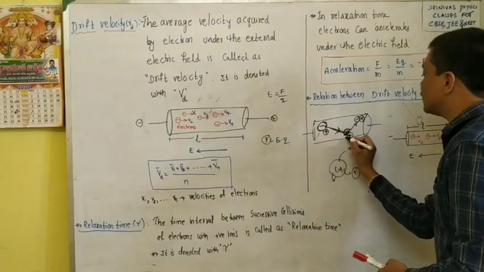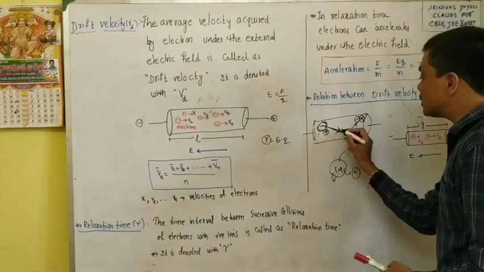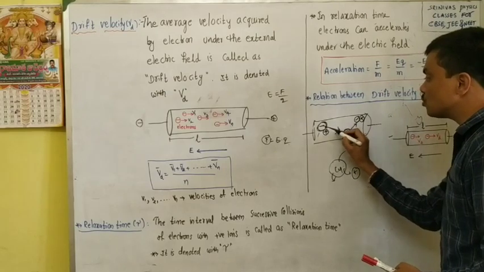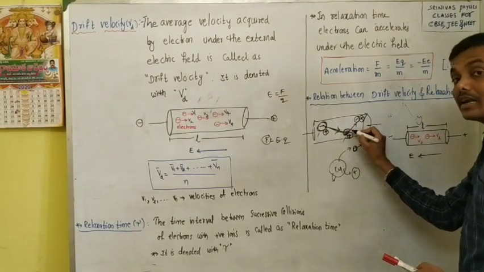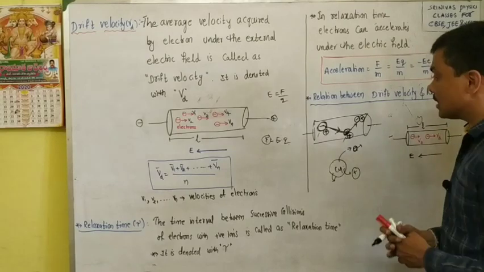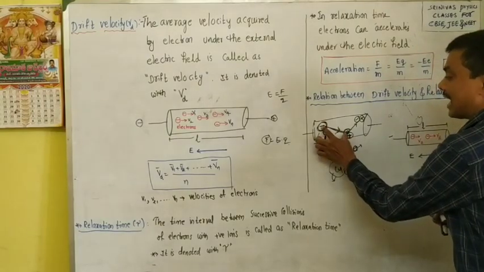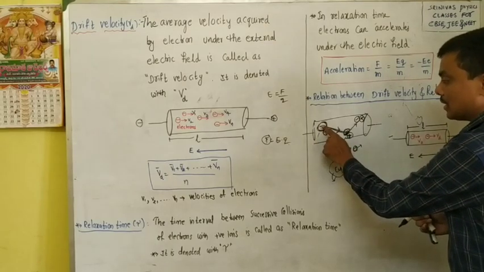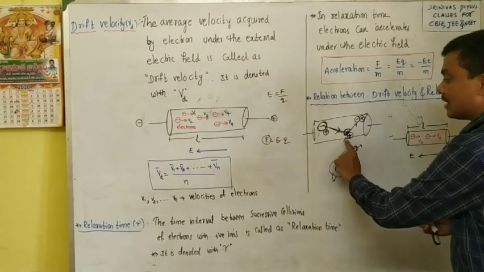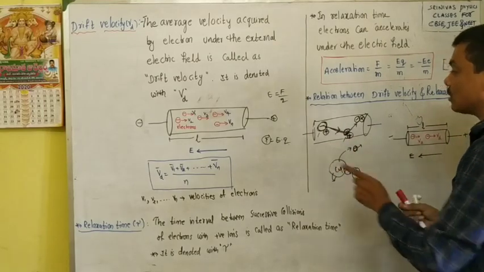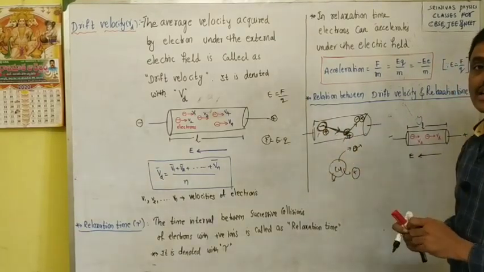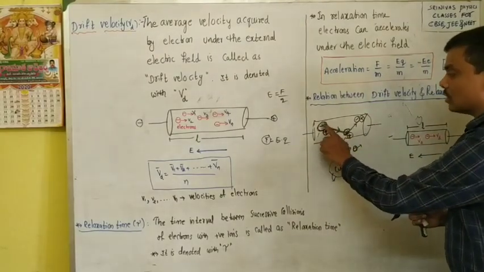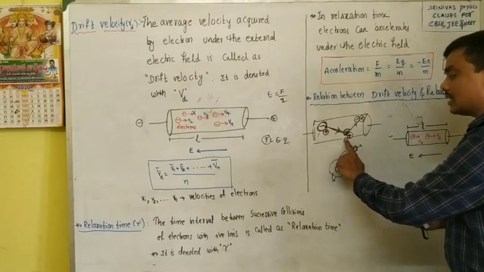In between these two positions, this is one collision position, this is another collision position. Between these two positions, the electron traveled through the conductor without any collision. That means now the electron traveled relaxedly. The time in which the electron traveled freely without any collision is called relaxation time. From here to here, the electron traveled without any collision. Here a collision occurred and here a collision occurred.